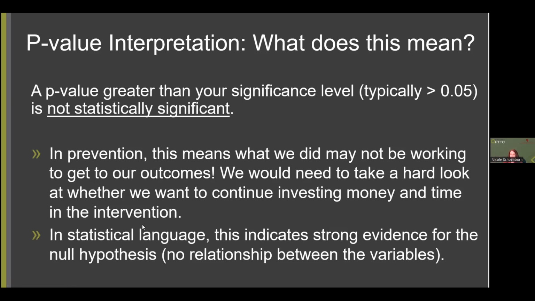I will caution you that if you have a small sample, you may want to go ahead and repeat the intervention one more time, because sometimes we don't see statistical significance if it's kind of close, if we don't have a big enough sample. So just to caution you there. In statistical language, this would indicate strong evidence for the null hypothesis that there is no relationship. Nothing is going on when we see that greater than 0.05.